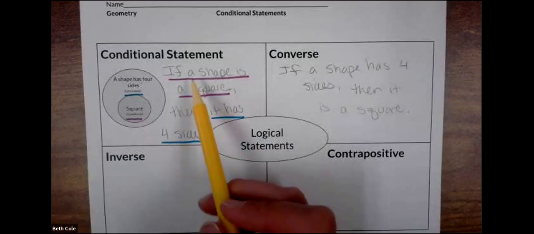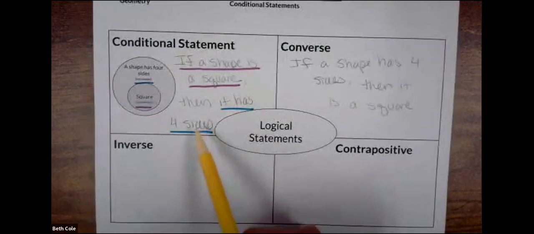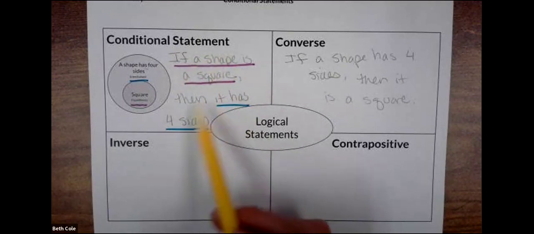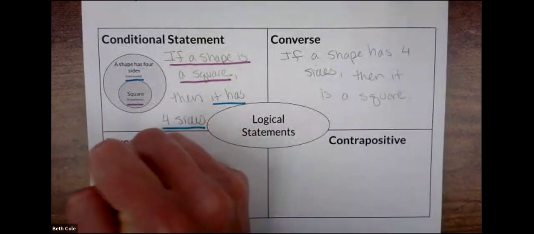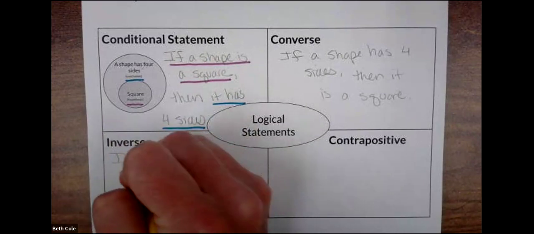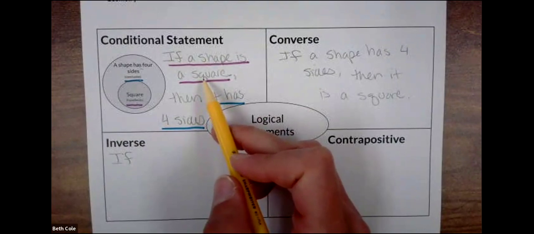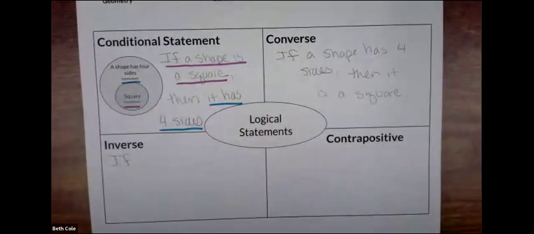So here's our conditional statement. If a shape is a square, then it has four sides. We're not going to reverse it. This purple part is still going to be first and the blue part is still going to be second. For an inverse, we're just going to negate it. So what would the first part be? If a shape is a square, I'm going to instead write if a shape is... Perfect, we got there.